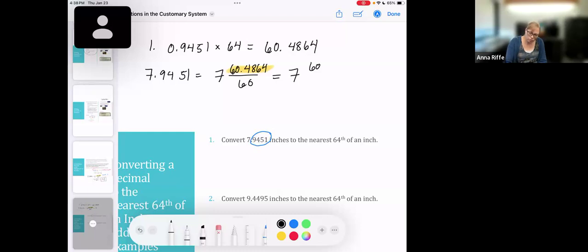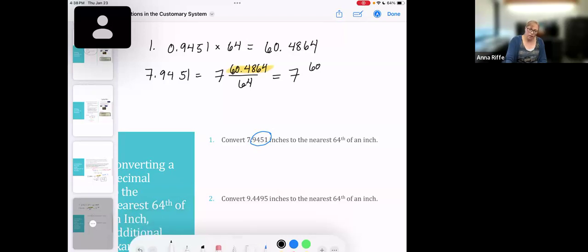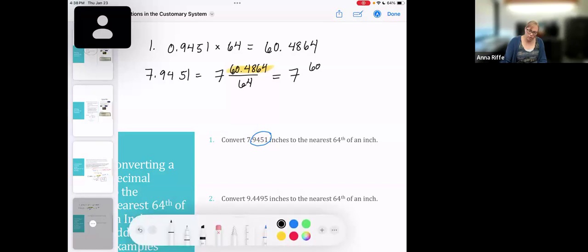Wait a minute. See an error here? The denominator should be 64. I apologize. The denominator is always 64. There we go. And now we have 7 and 60 over 64. So we have effectively converted that to 64ths.